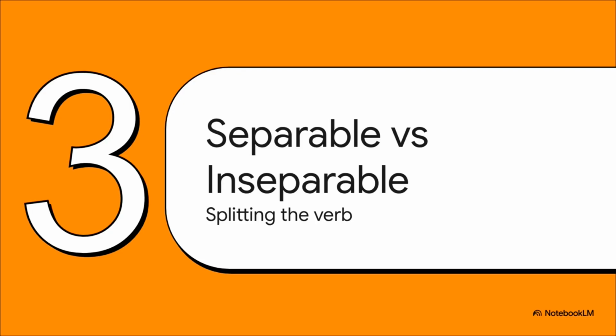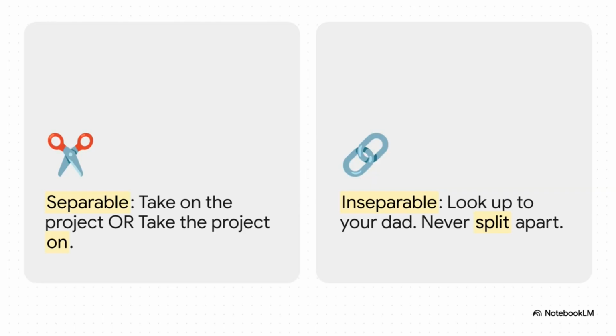Splitting the verb. As Tom gets to work, he has to take on a new project. This brings us to a mechanic that trips up a lot of learners, but it's incredibly logical once you visualize it. Some verbs let you place the object right in the middle, kind of like scissors cutting the words apart. So for a separable verb like take on, you have a choice. You can say Tom will take on the project, or you can split the verb and say he will take the project on. Both are perfectly fine.